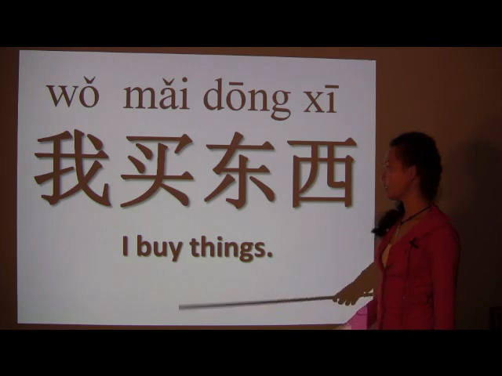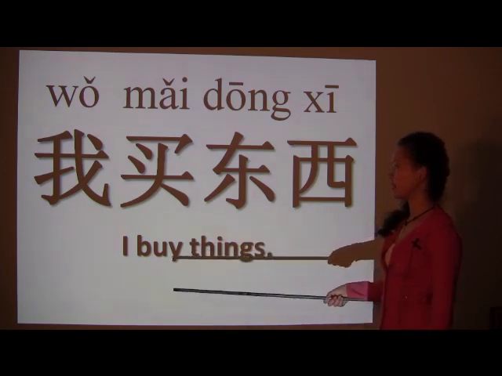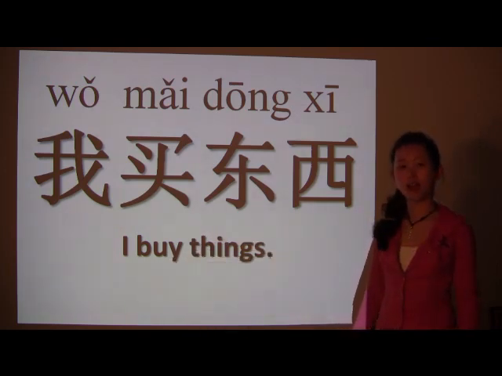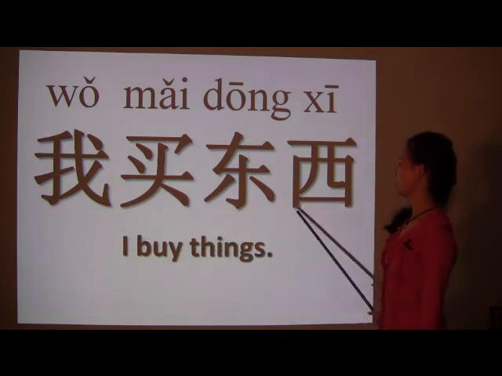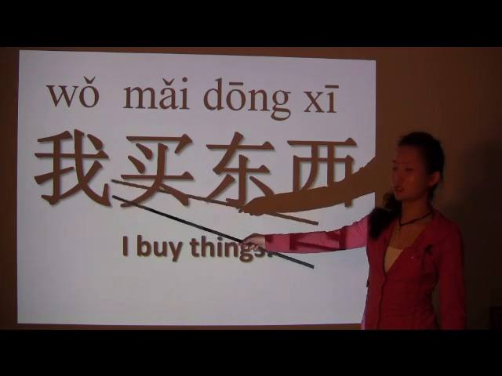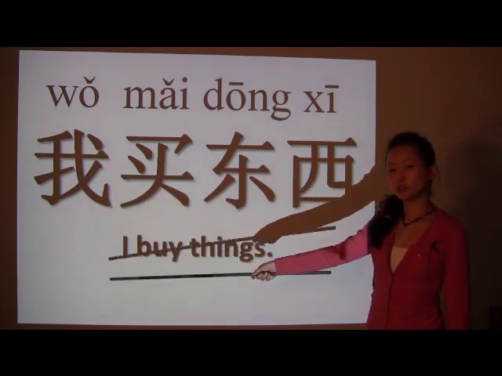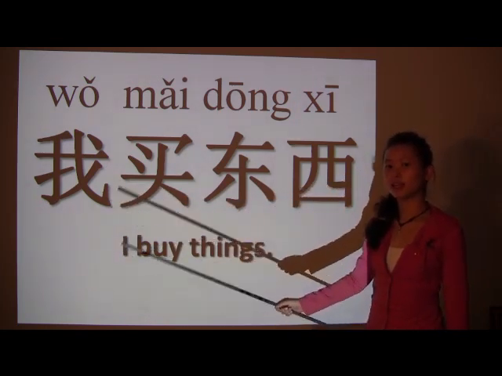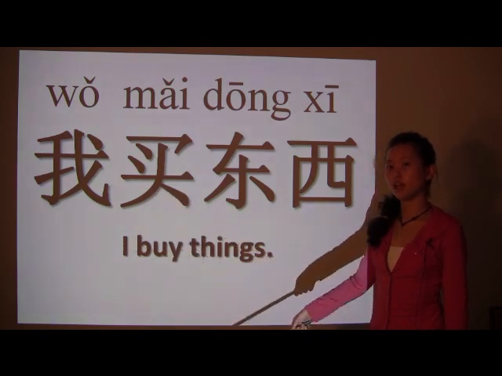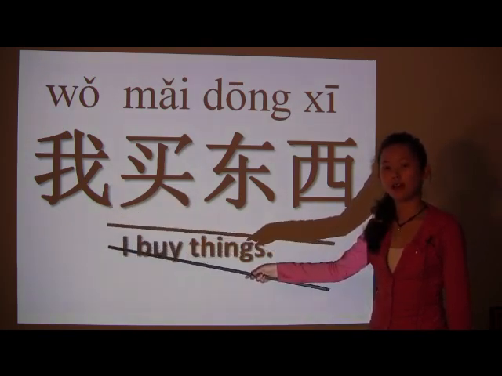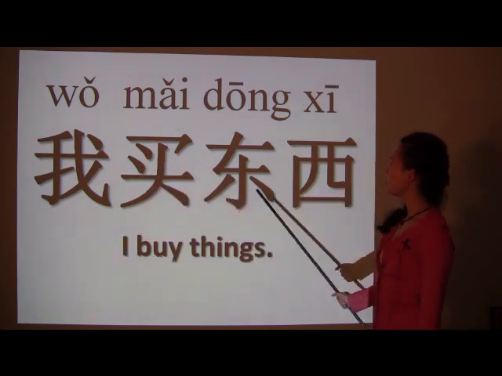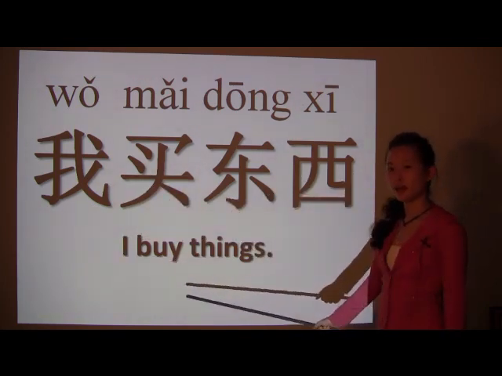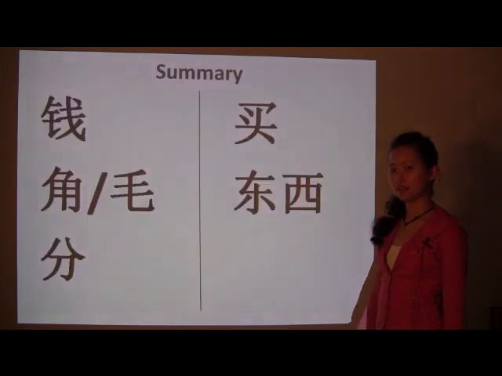And if you want to make a sentence out of it, you say I buy things or I shop. You say 我买东西. And just like I put the subject 我, you could also put different subjects like he or she, and all you would do is change it to 他. In this case, it is 我买东西. I buy things.